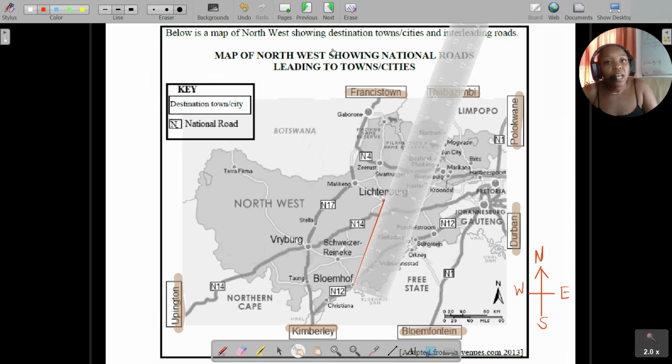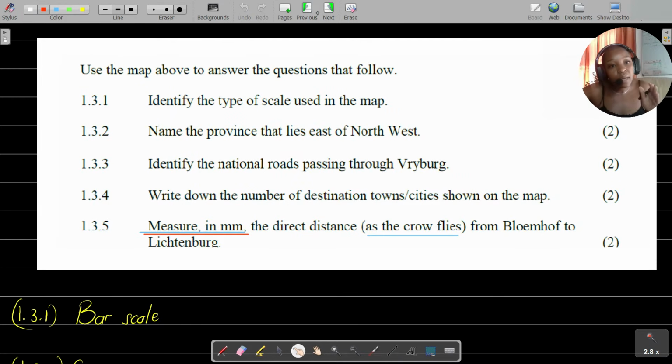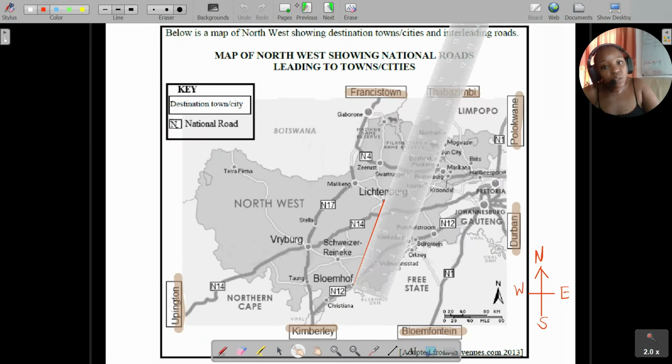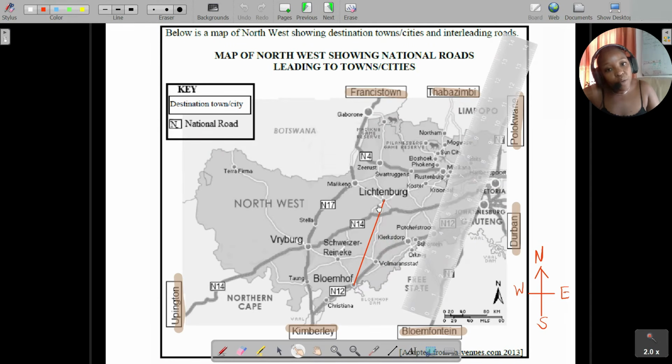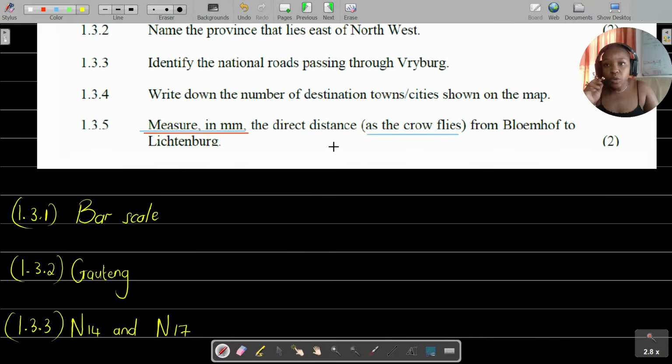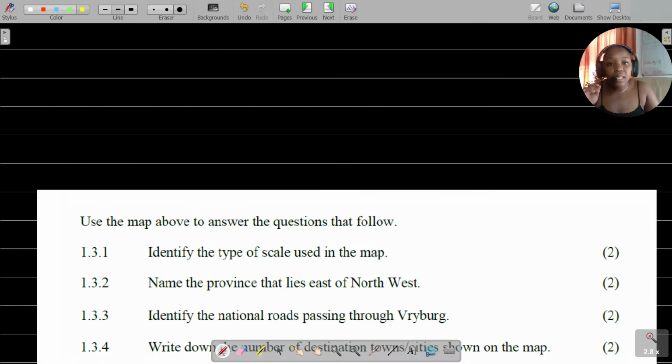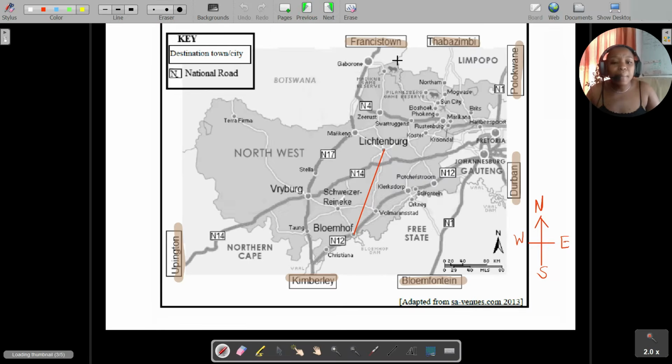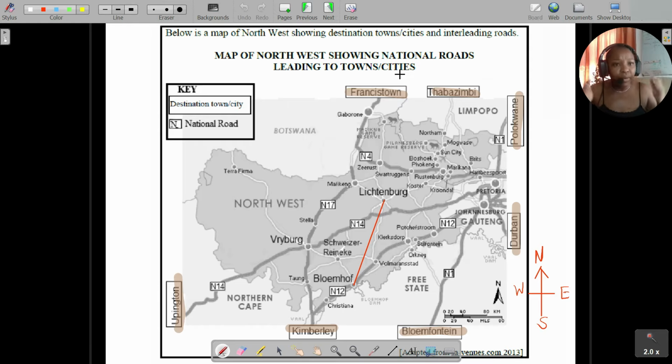So the key here is that if you're given a question where they ask you to measure, literally take a ruler and measure the distance from Bloemhof to Lichtenberg. Remember, you just need to draw a straight line from Bloemhof going to Lichtenberg, and measure that straight line. So from my ruler, I got 45 millimeters. All right, cool stuff. So we're basically done with these 5 questions. Nice and easy. Do you see that when it comes to map analysis, we can literally scrape 10 marks very easily, provided that you know how to analyze your map?